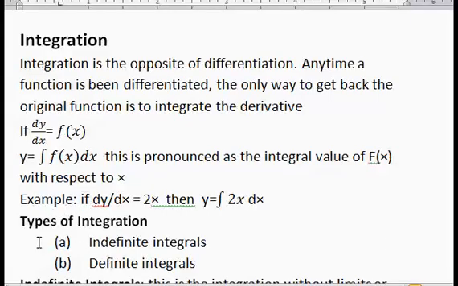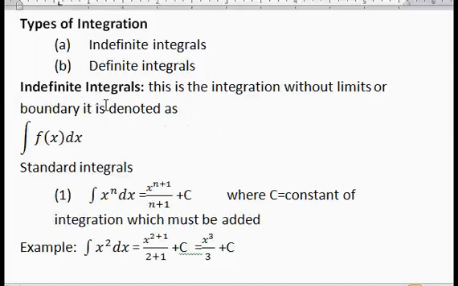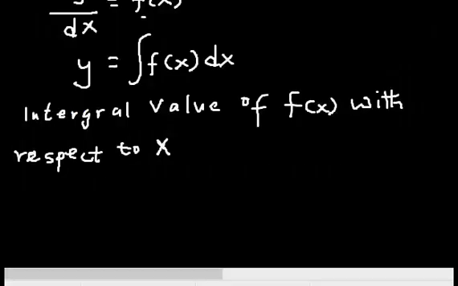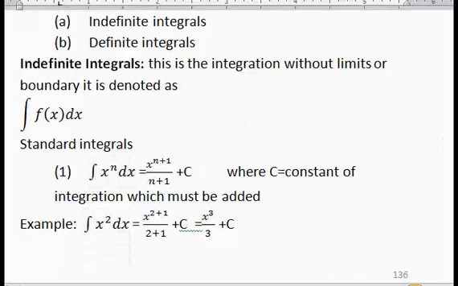Now let's look at types of integration. Integration is of two types. Basically we have the definite integrals and also the indefinite integrals. So what is the difference between these two types of integration? For the indefinite integrals, we integrate without boundary or limits. That means there is no boundary to your integration, so it's indefinite. Anytime you are given an integral without a limit, like what we have here, that is an indefinite integral.